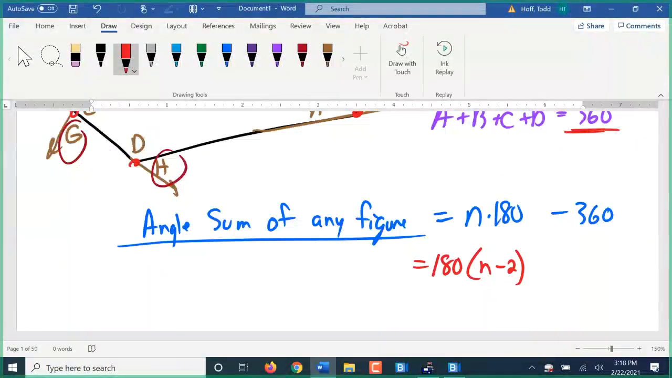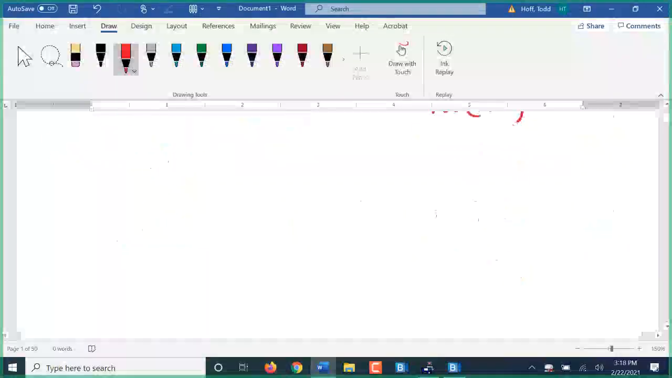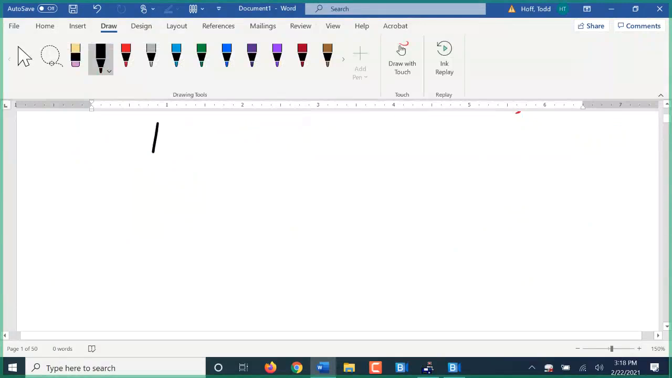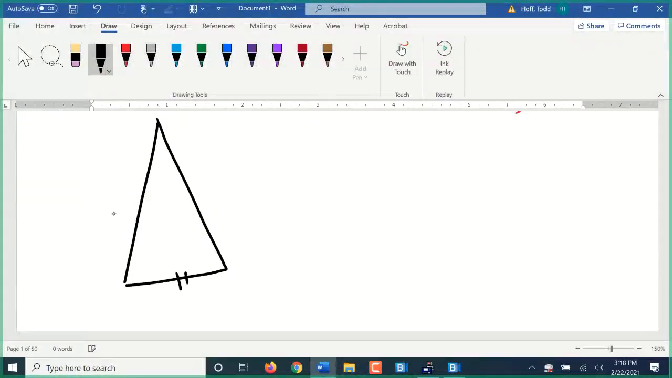That is more powerful than you might imagine. Looking at figures, being able to find those missing angles, if you know all of them but one, or even in some cases, if you know just one of them. If I tell you that this angle up here is 28 degrees, can I find this angle right here? How?